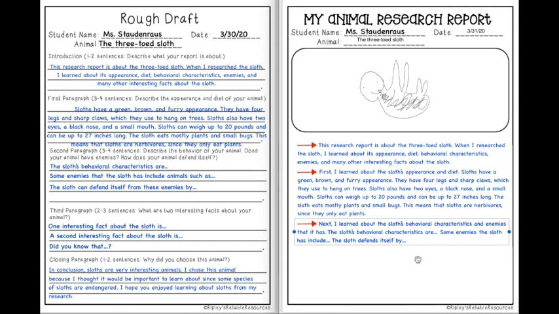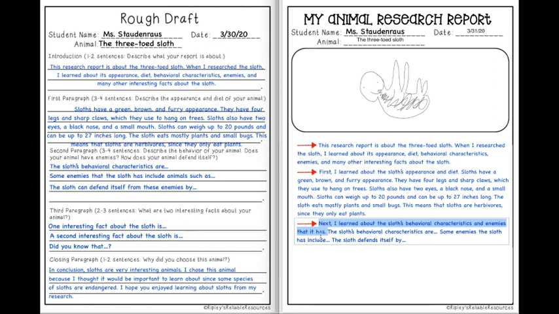But I do need that transition word again, right? Because I'm starting a new paragraph and I need to indent, right? I need to have my indent, my finger space, and then I need to have my topic sentence. So next I learned about the sloth's behavioral characteristics and enemies that it has. That's my topic sentence right here, right? It's telling the reader what my next paragraph is going to be about. And that's why I use the word next.